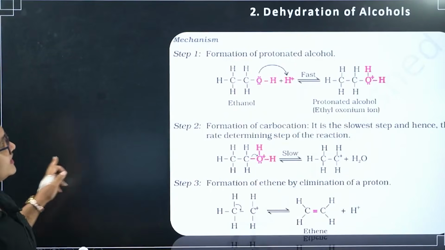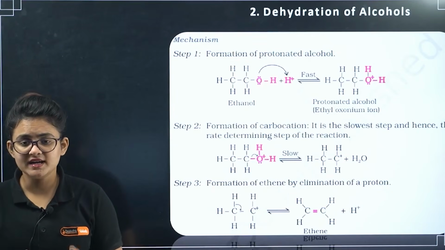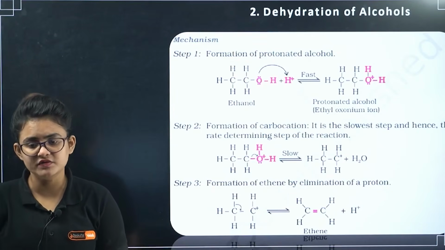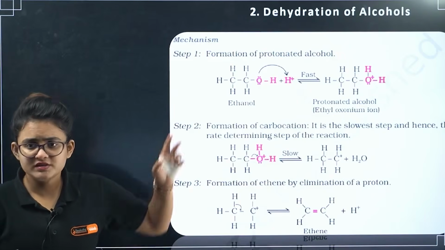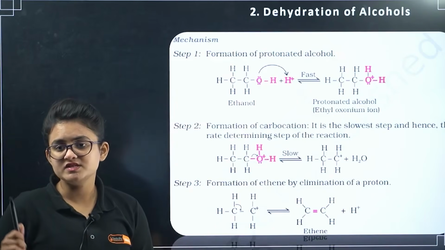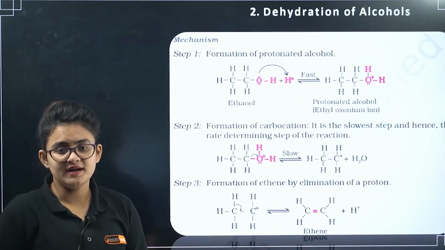Let's proceed further. Here you can see dehydration of alcohol is also very much important. Definitely hydration will give you one OH unit, dehydration will give you back the double bond. So this OH will first get protonated and the first step is very much fast. So it will form OH2 plus, the protonated alcohol.